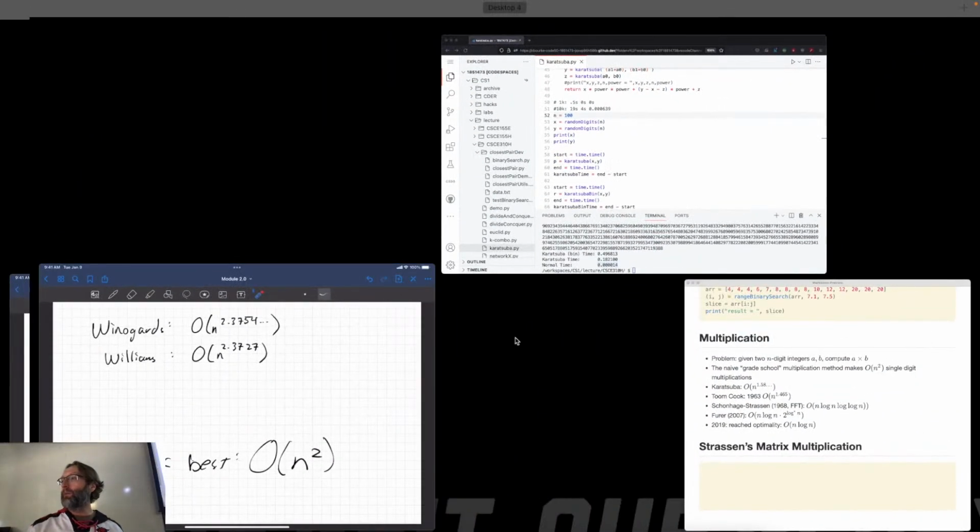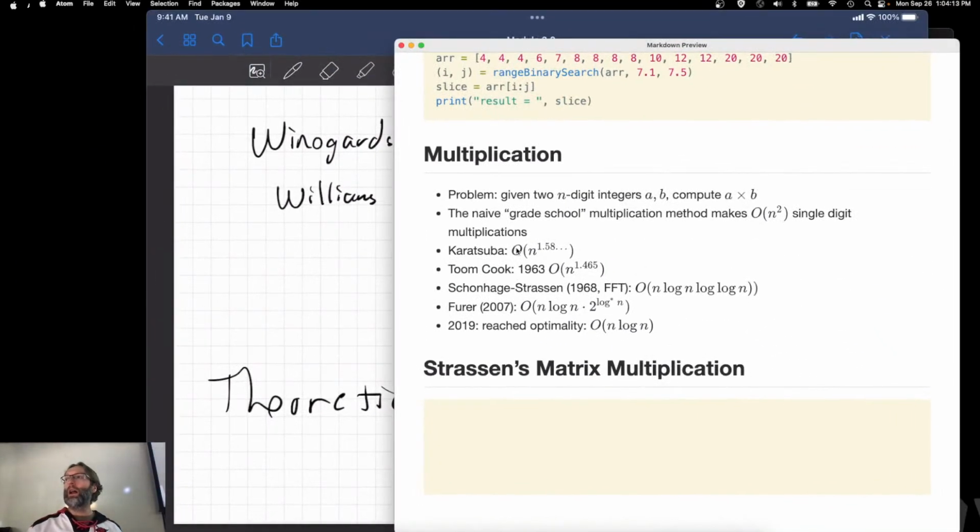Just like, can we do better multiplication? Well, they started out with the grade school method, order n squared. Karatsuba cut that down to 1.5. Toom-Cook and the fast Fourier transform took it down even further to almost linear here. And then finally, in 2019, they reached optimality with order n log n.